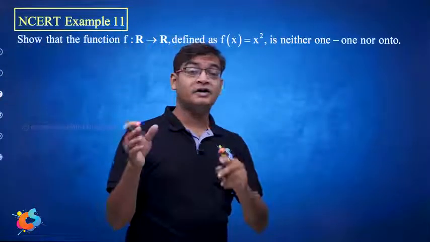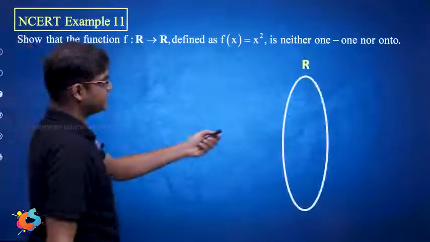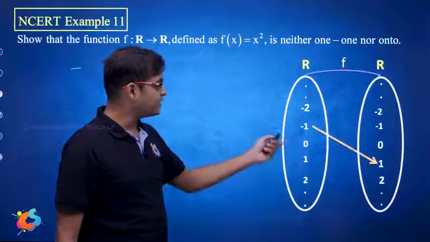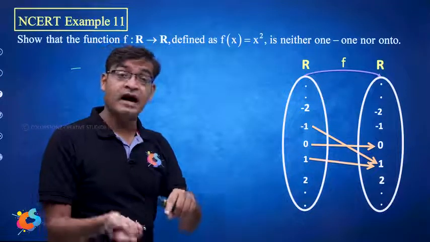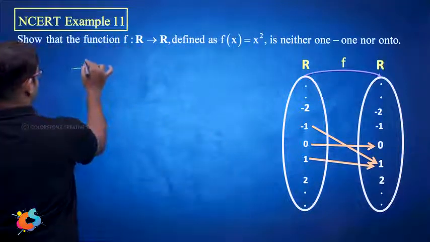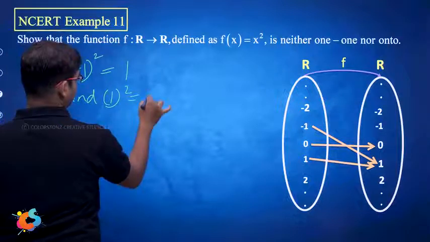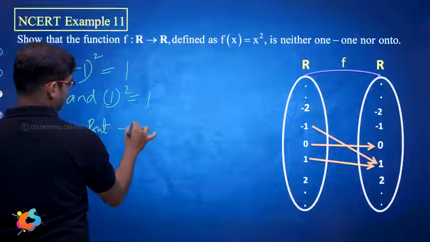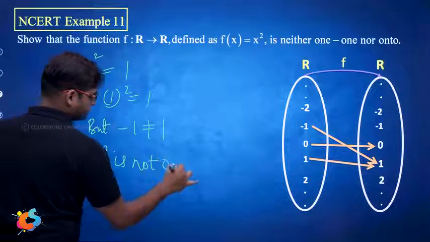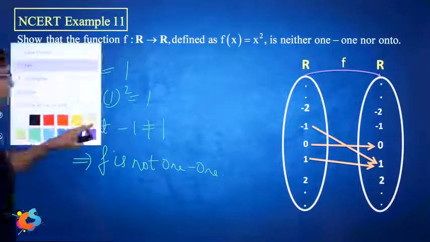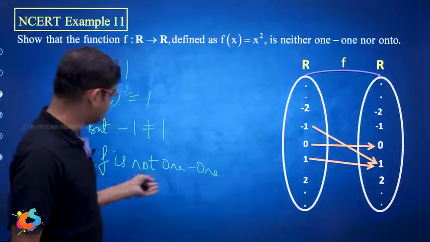In boards format, to disprove that it is 1-1, just give an example. So x square only. If you take this mapping diagram, clearly you can see that -1 square is 1, and 1 square is also 1. So -1 and 1 have the same image. So -1 square is 1 and 1 square is equal to 1, but -1 is not equal to 1. This implies f is not 1-1. We have shown that there are two elements which are not the same, but their images are the same. So this is not a 1-1 function.